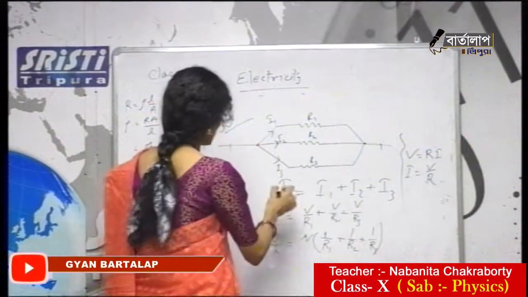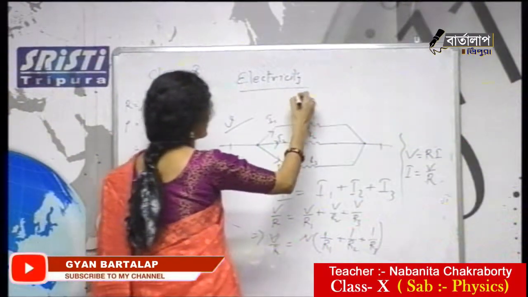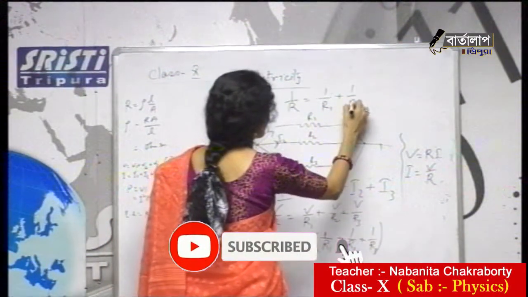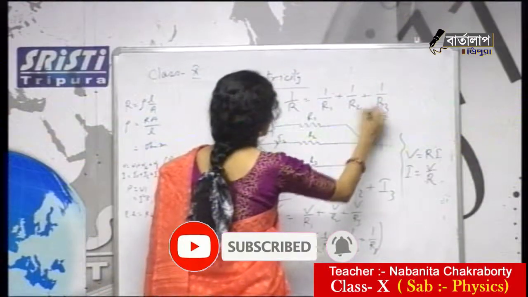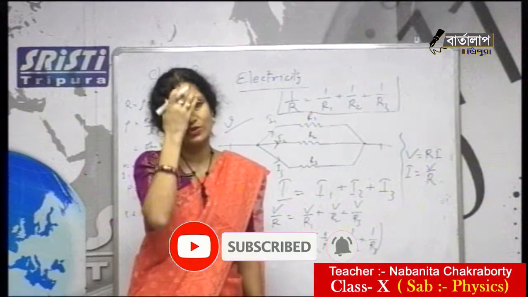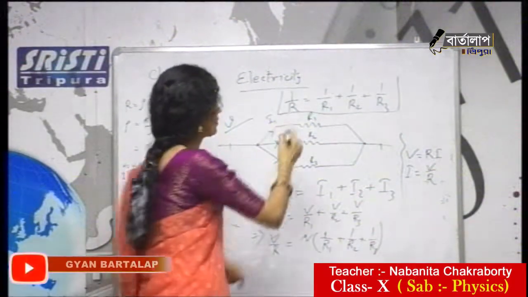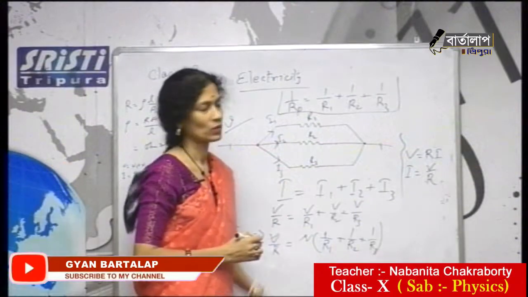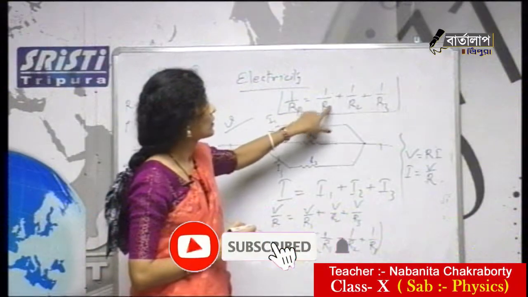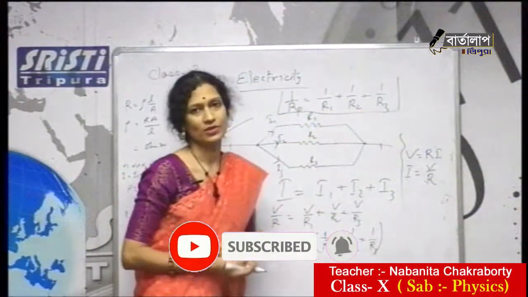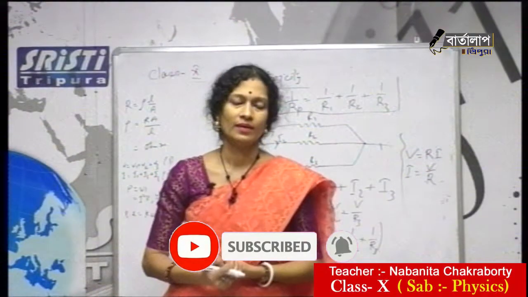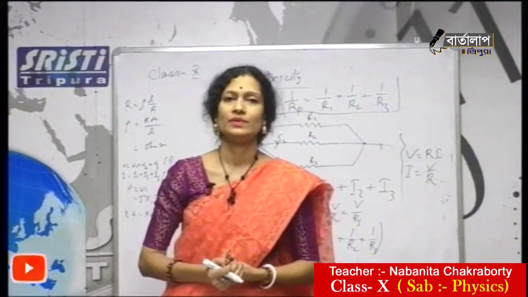Cancel V. That is what we can write about parallel combination, that 1 by R equals 1 by R1 plus 1 by R2 plus 1 by R3. This is the formula for equivalent resistance of parallel combination. We can also write it as RP: 1 by RP equals 1 by R1 plus 1 by R2 plus 1 by R3. In that way, you can explain the equivalent resistance of parallel combination.